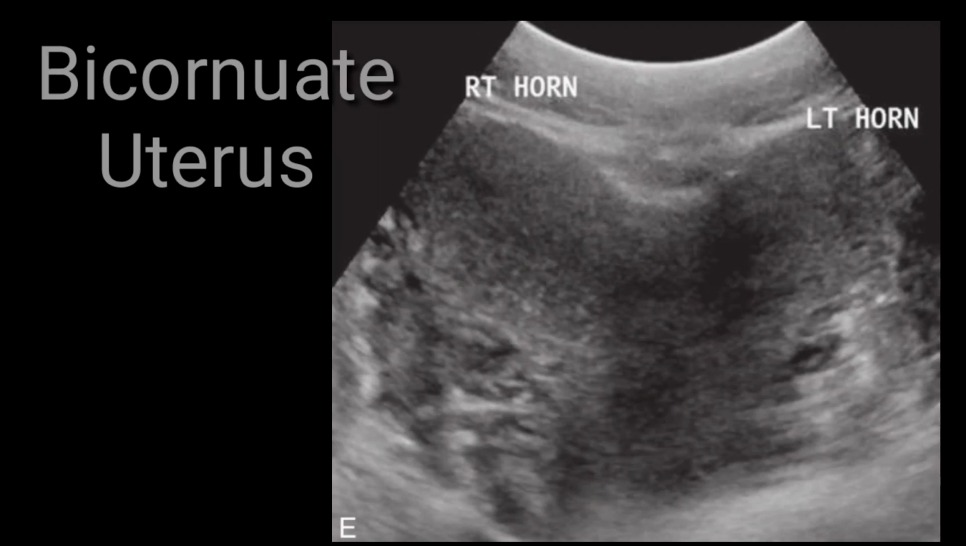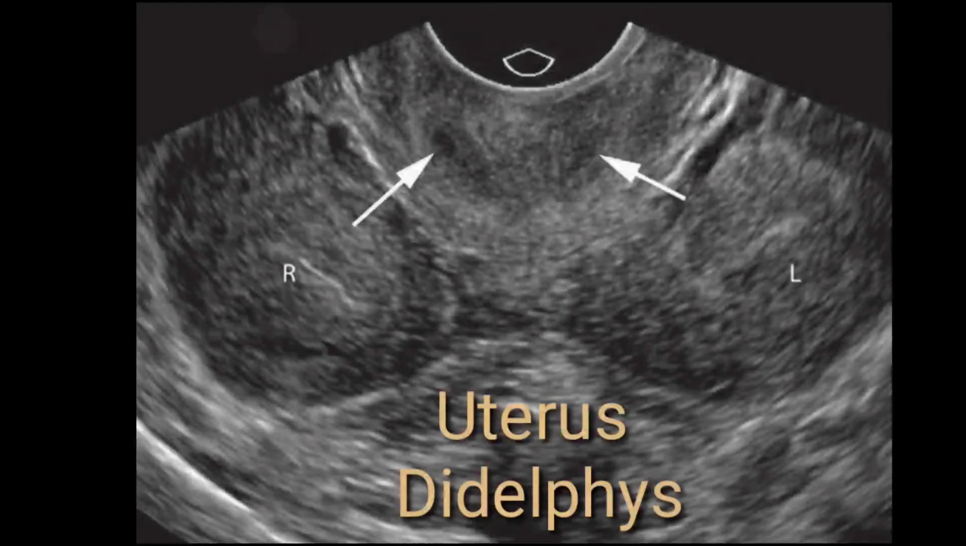The picture will look like this. This is bicornuate uterus. Here we can see the image of uterus didelphys. In the uterus didelphys, you can see both right and left horn, and the white arrow is indicating a small cervix. So it means that both cervixes are separated. There are two cervixes, two fundal areas, two uterine cavities. So this will be called uterus didelphys because of having two separate cervical canals. That is a clear example of uterus didelphys.